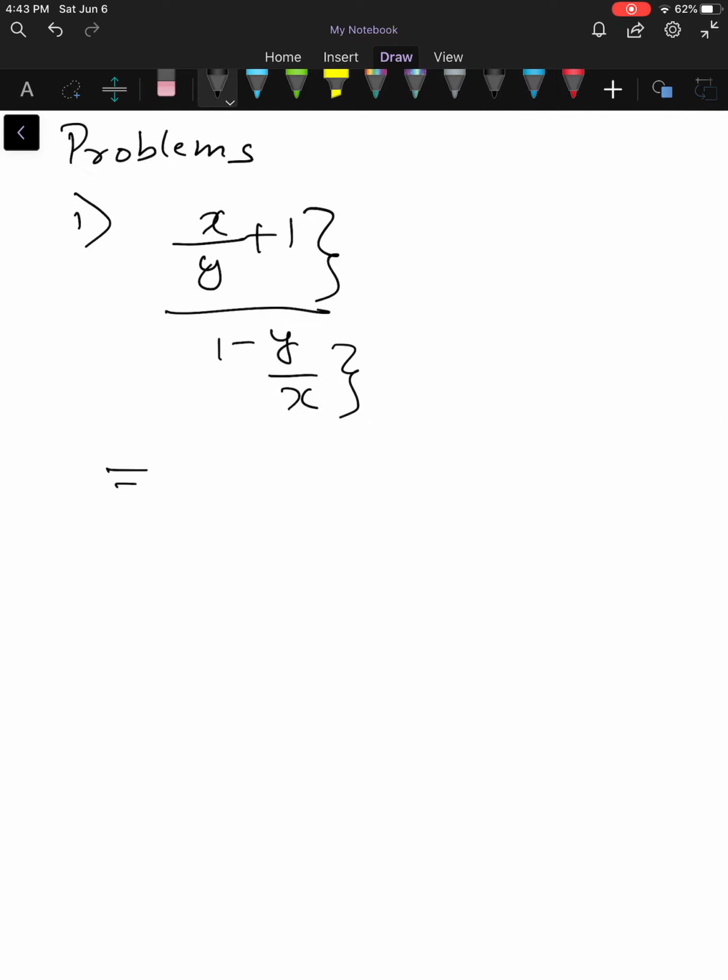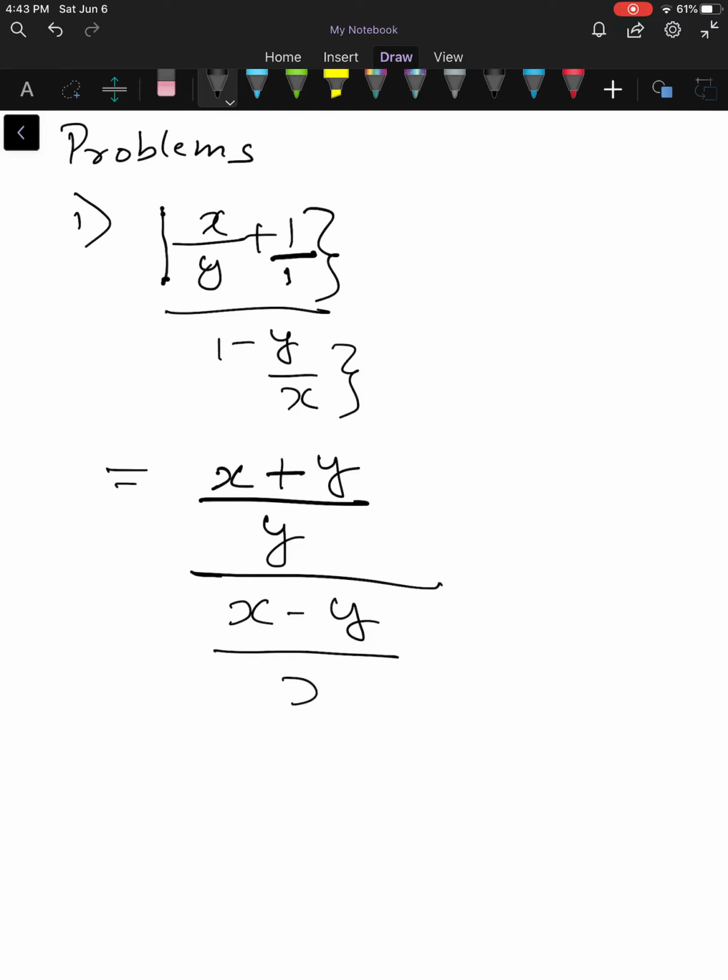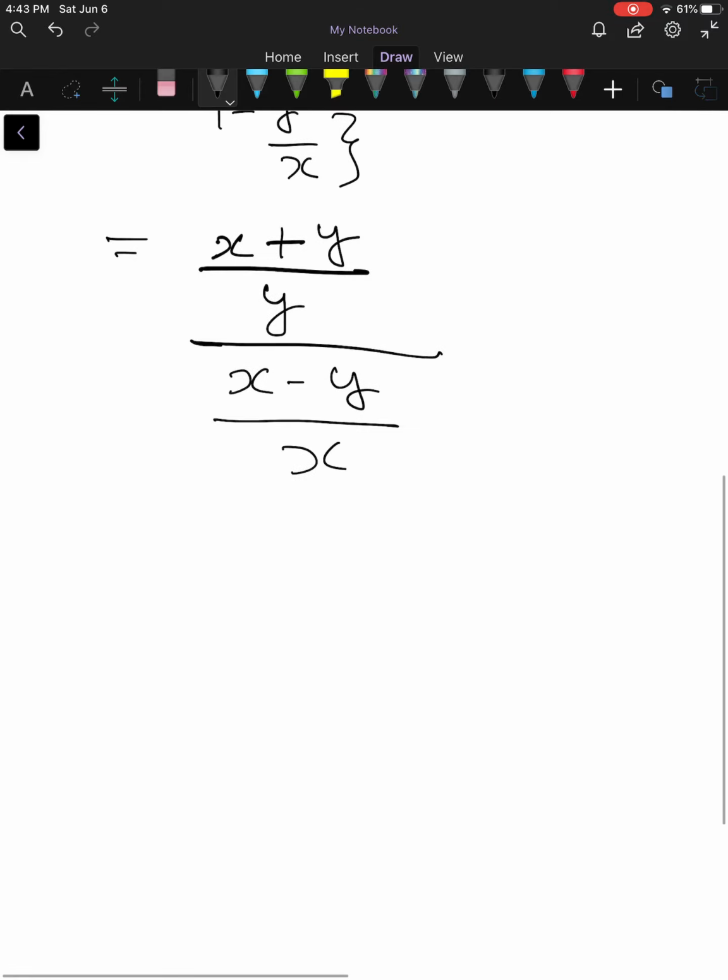So let us do that. If you simplify the numerator, you have the denominator of the first term to be y and the denominator of the second term to be 1. So the LCM would be y, and x is retained as it is, and the term that you should multiply with 1 to get back y is y itself. So that would be x plus y divided by y, and again in the denominator it would be x minus y divided by x.